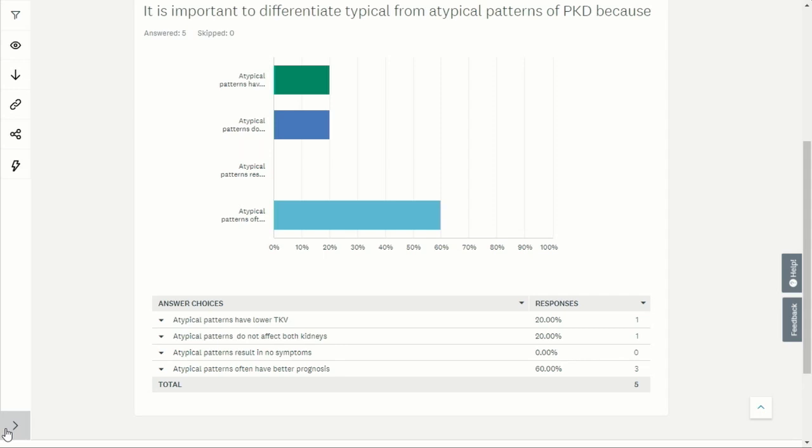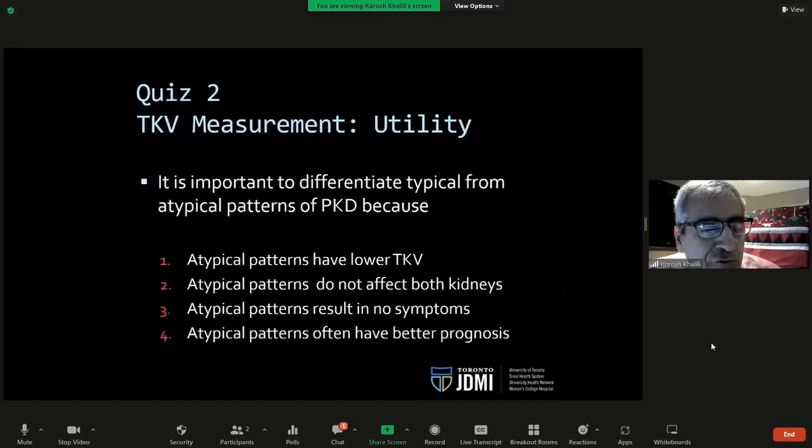Okay, very good. So I'm glad that people have selected other answers here as well. So let's go through them. Atypical patterns may or may not have lower total kidney volume. Sometimes we have patients with atypical patterns that have these gigantic cysts, and so their total kidney volume will be huge. But in fact, they have very nicely maintained parenchyma elsewhere. So atypical patterns don't necessarily have lower total kidney volumes. Often they do, but not necessarily.